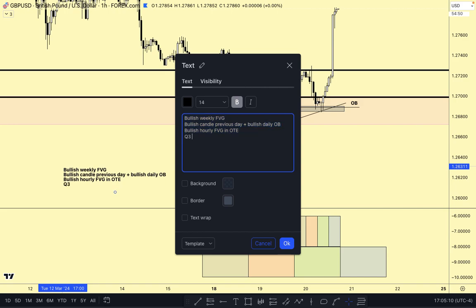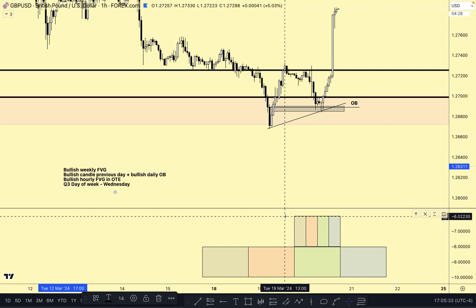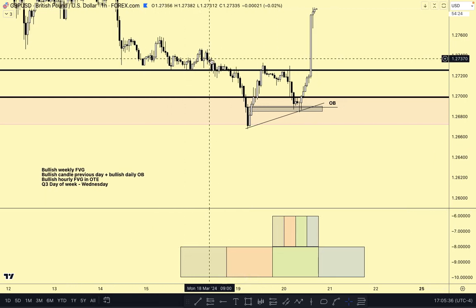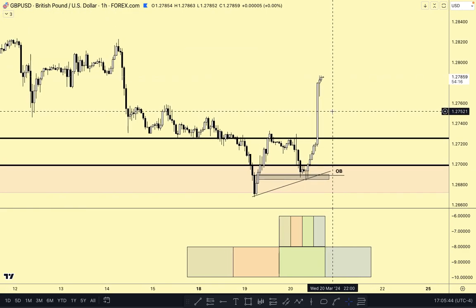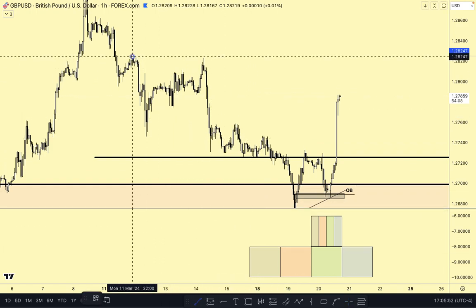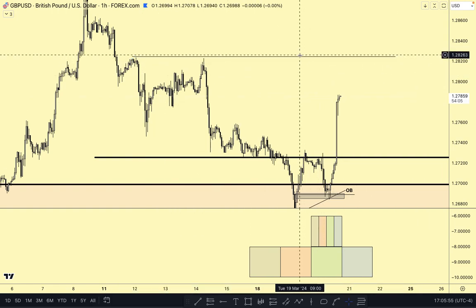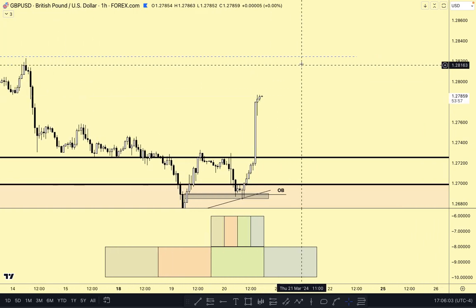So Q3 day of week. So Wednesday, right? We're dividing the week into 4 quarters: Monday, Tuesday, Wednesday, Thursday. Q1 is Monday, Q2 is Tuesday, Q3 is Wednesday, which is today. As you can see, Q1 we had the accumulation, Q2 we had the manipulation, Q3 we're having the distribution. Tomorrow we can either have the continuation or we can have the reversal of the trend. But from where I'm sitting, at least for now, we can assume bullish movement until we pierce that double top there.